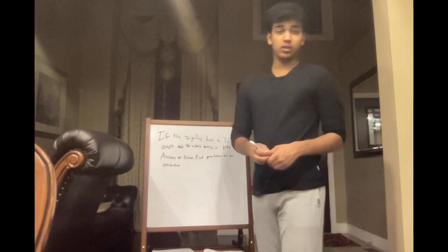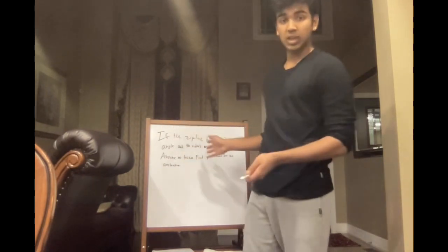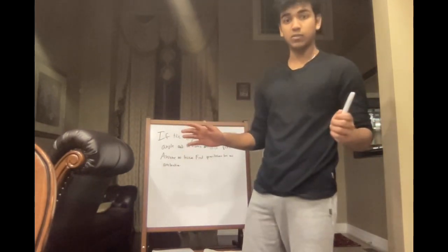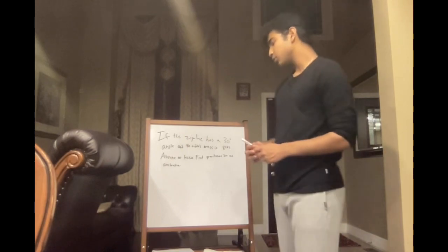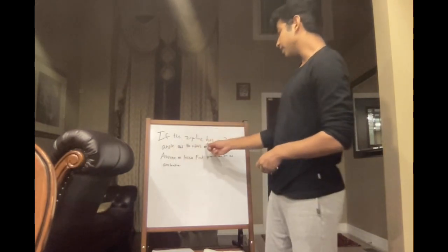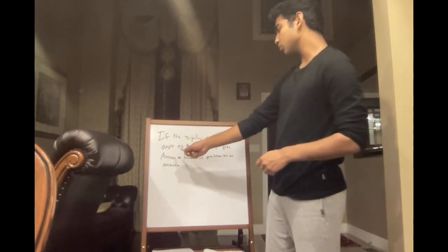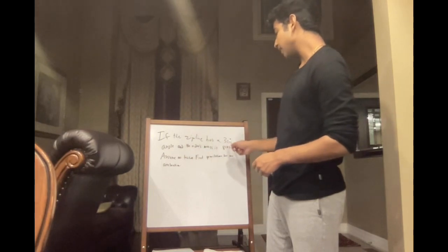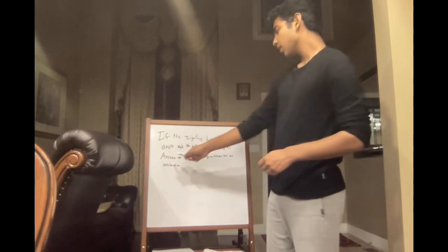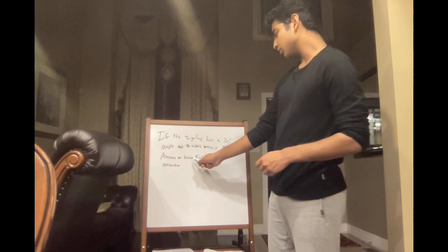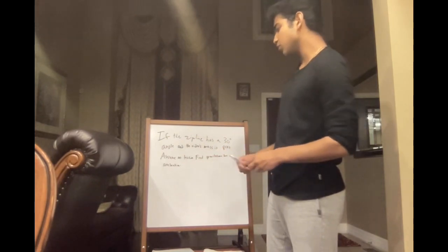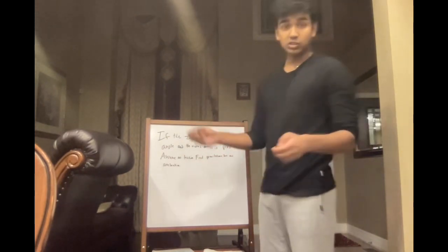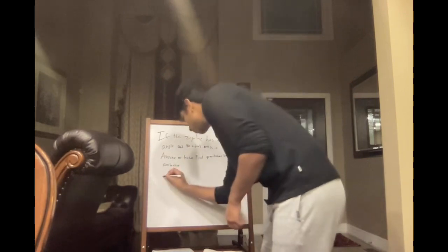Alright, before we finish up, I just want to do a sample problem to make sure that you guys understand everything really well. So let's read this. If the zip line has a 30-degree angle with the horizontal and the rider's mass is 85 kilograms, assuming no frictional force is at play, find the gravitational force and acceleration.